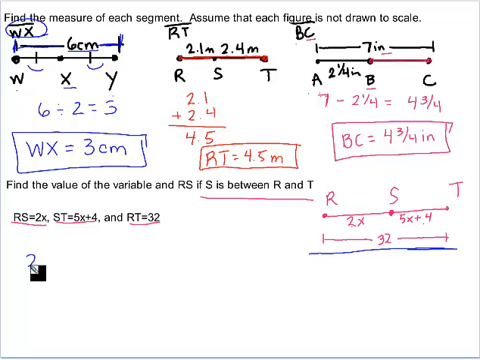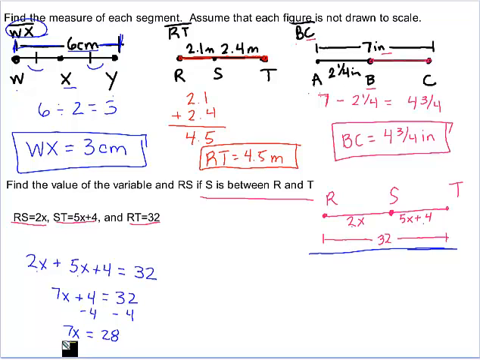So if we take RS, which is 2x, add it on to ST, which is 5x plus 4, that should equal 32. Now we just have to use our algebra skills to solve. So 2x plus 5x is 7x, plus 4 is equal to 32. Subtract the 4 over. 7x is equal to 28. Divide by 7, so x is equal to 4.